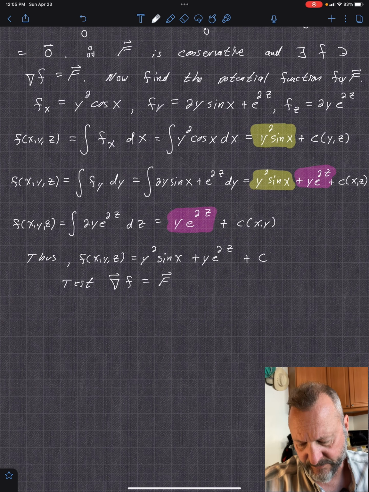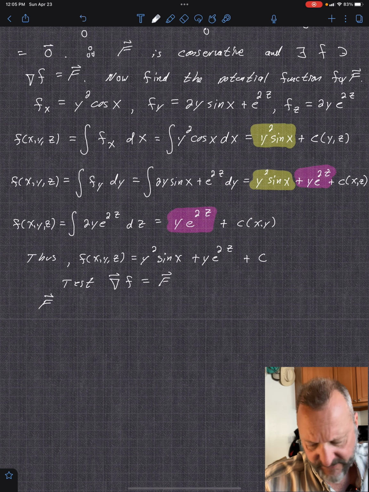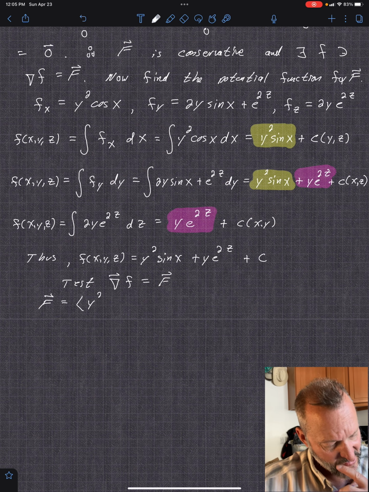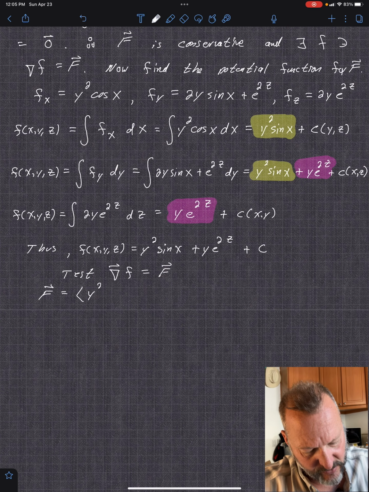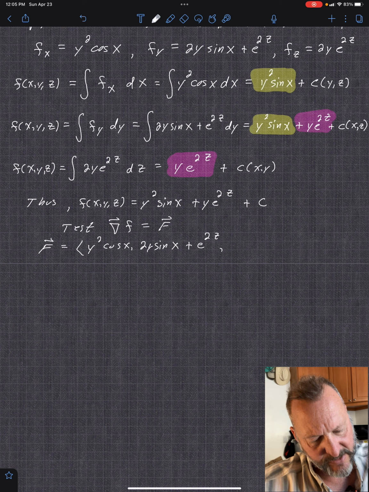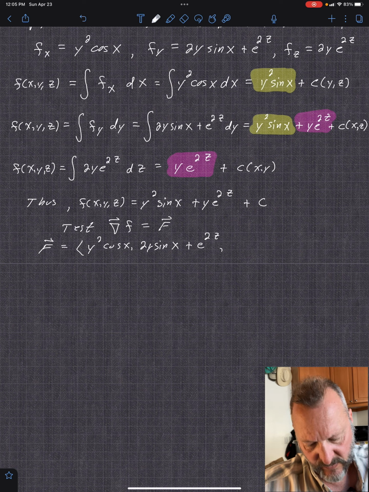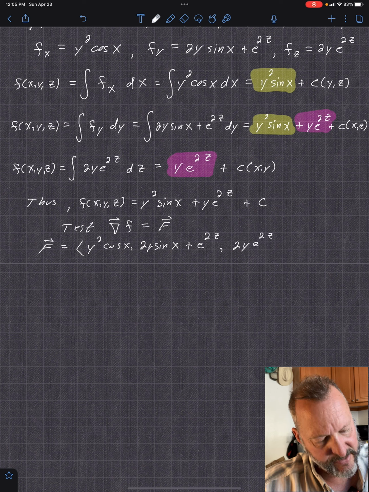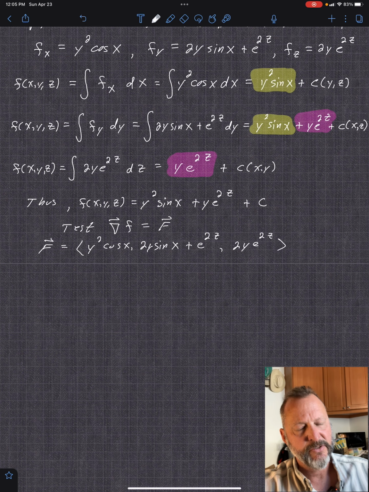All right, and if you test that, you get, again, your capital F. So you can do it now if you want. Partial f with respect to x is y squared cosine x. With respect to y, 2y sine x, and then that's just 1, so you get e to the 2z. And with respect to z, you just get 2y e to the 2z. So everything checks out. So you can check it that way.